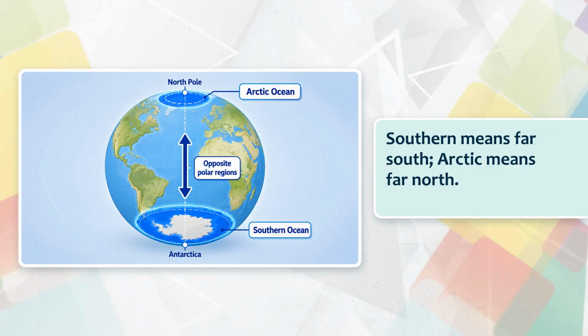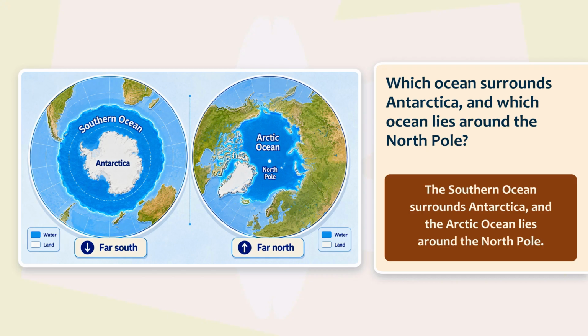Latitude explains the contrast. Southern means far south, Arctic means far north. The polar anchors keep the two locations distinct. Match each highlighted water area to its polar anchor.